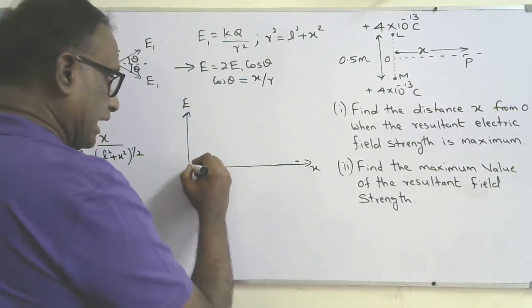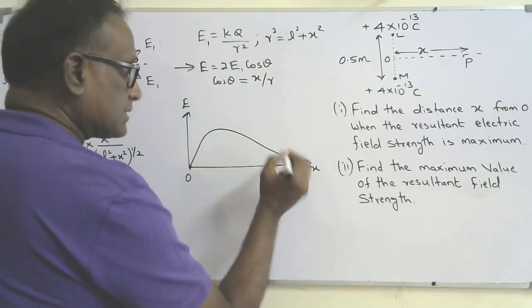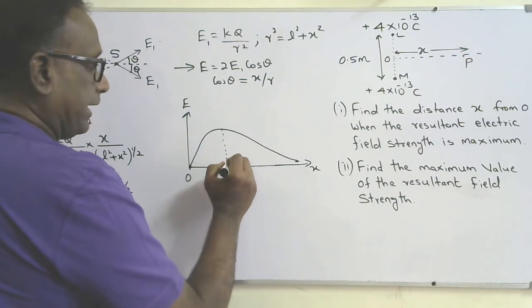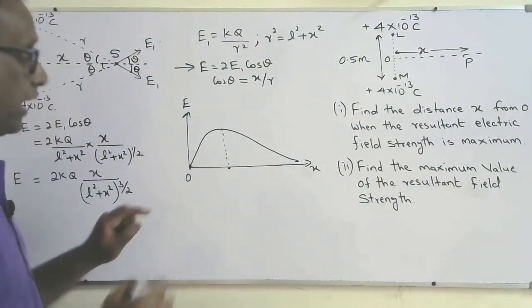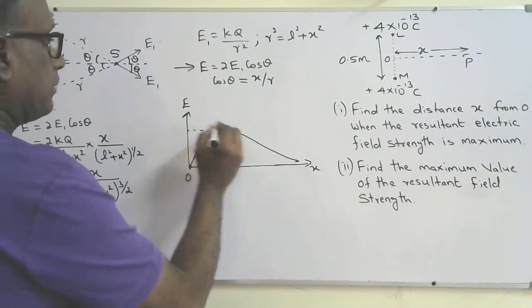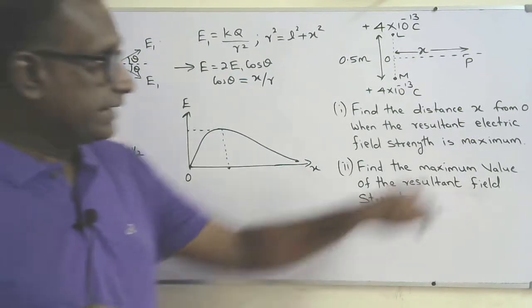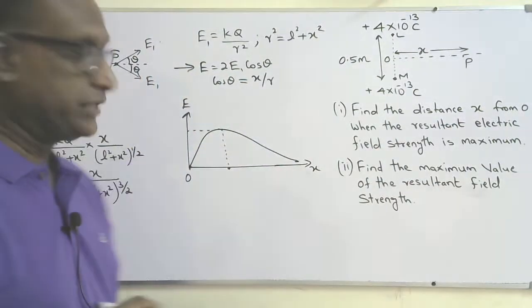So the graph should have a shape something like this. There will be a point for x where the electric field strength will be maximum. We need to find that distance. That's the first part of the question.